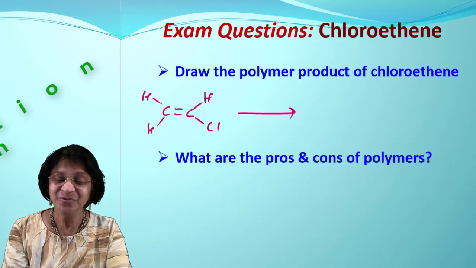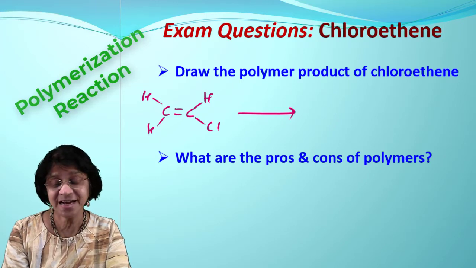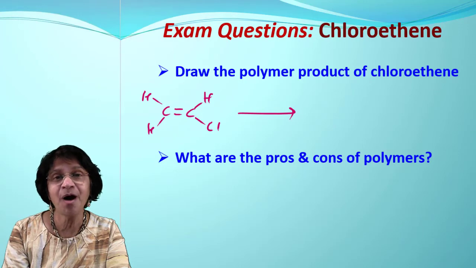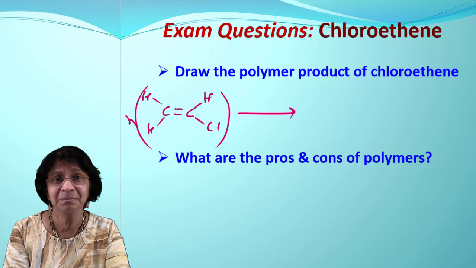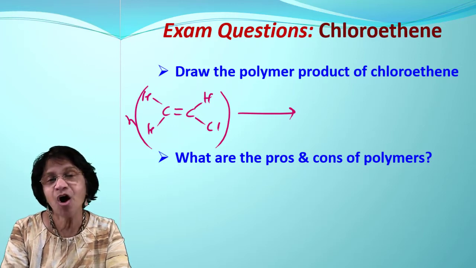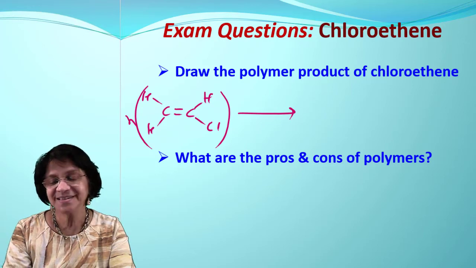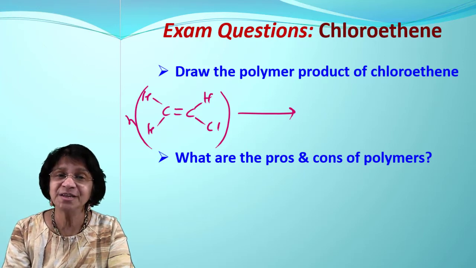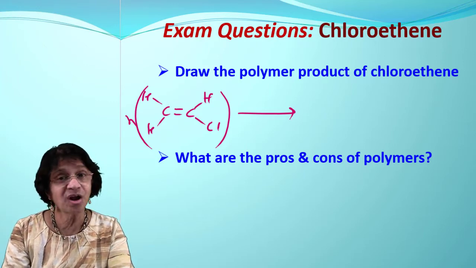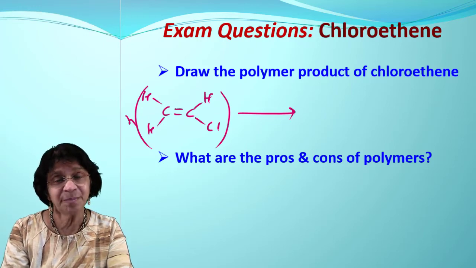Moving on, we have to write down the polymer product of chloroethene. So let's write down the reaction. That's our chloroethene. And when it polymerizes, if we have n number of molecules, plenty of molecules, they all are going to get combined into a long chain. So the reaction gives you a polymer with all these molecules combined together. It is always good practice to write at least 3 units of the polymer to represent the structure.